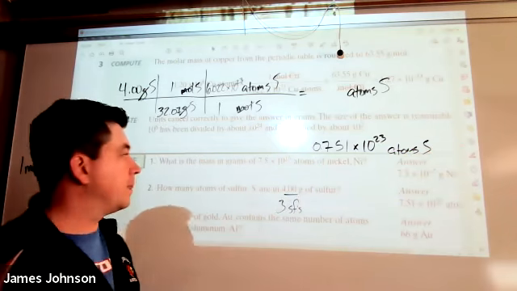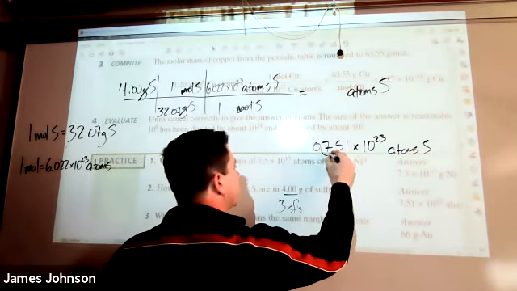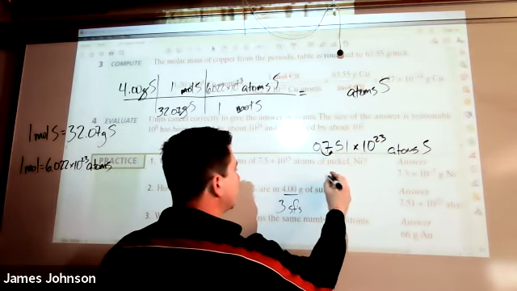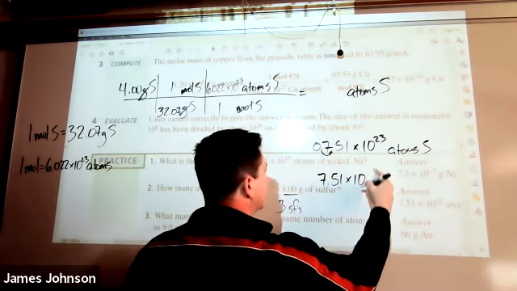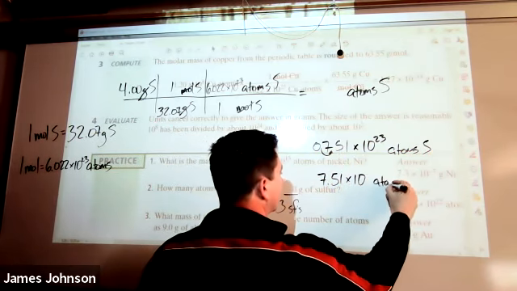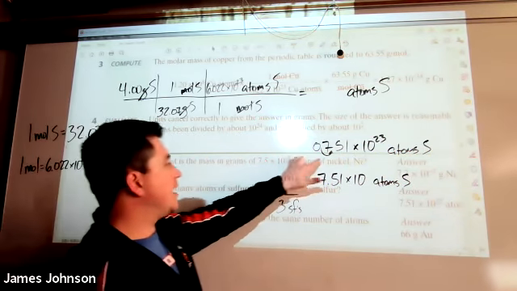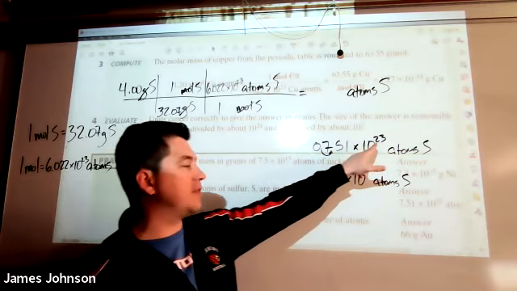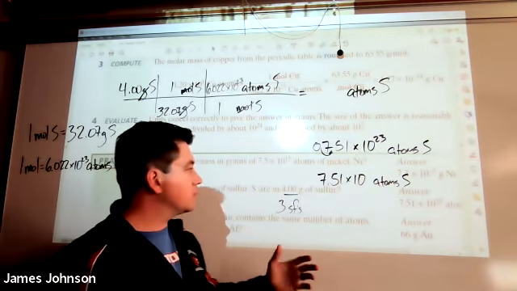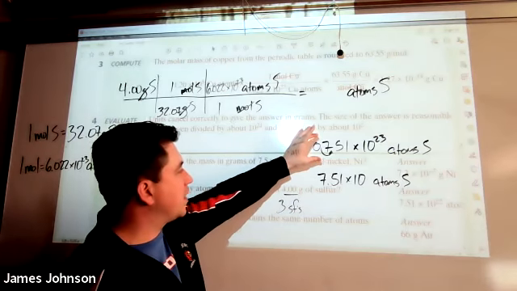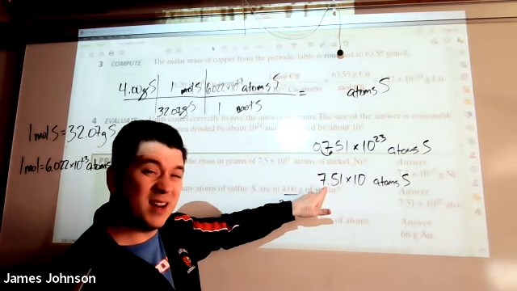Here's my only issue. That's not in proper scientific notation. To get it in proper scientific notation, I need to move the decimal 1 place. So I'll have 7.51 times 10 to the something power atoms of sulfur. But the question is, I've moved the decimal 1 place. Does that mean that my exponent needs to get 1 larger or 1 smaller? Well, in order to make this go into proper scientific notation, I took this number that was less than 1 and I made it more than 1, right?